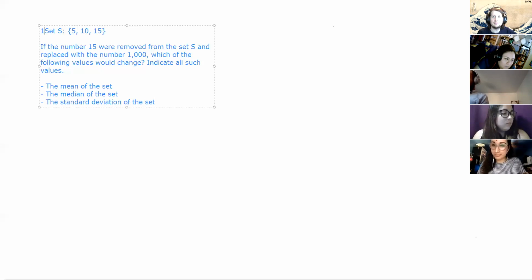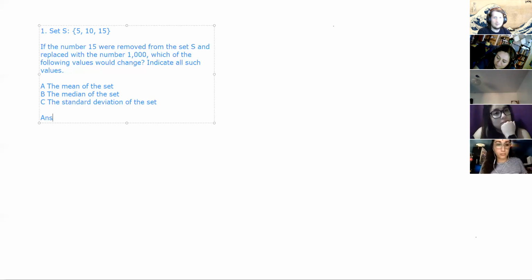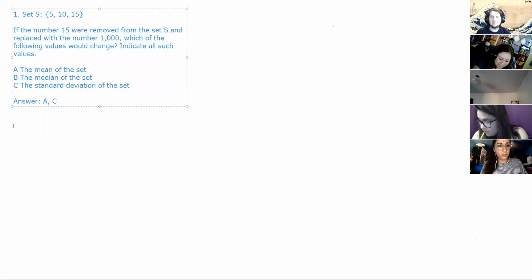Wait, so what was the answer for the other one? The mean? Yeah, the mean is going to change and the standard deviation is going to change. I'll put a little check. I'll change this, and so the answer is A and C. Okay. Let's go for the next one.